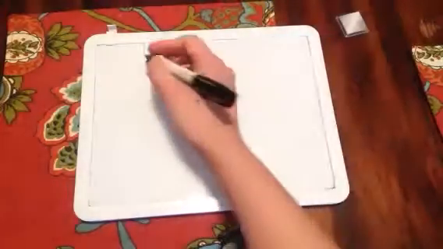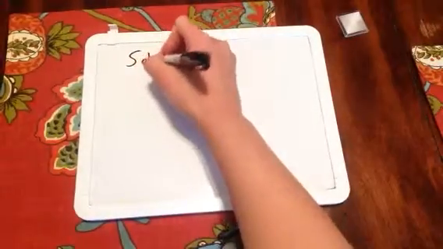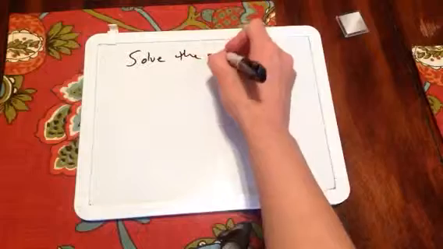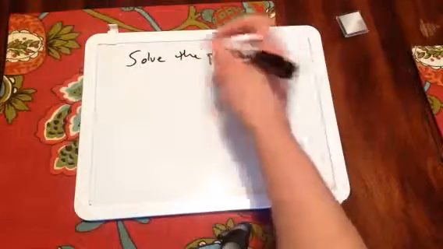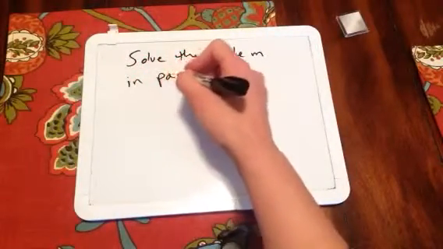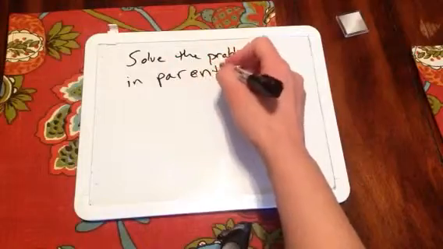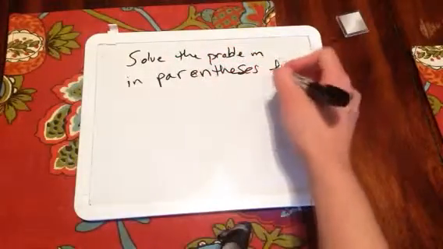This is review for lesson 8, module 3 in Engage New York. So the basic idea, the main idea or the gist of this lesson has to do with parentheses and how you need to solve the problem in parentheses first.